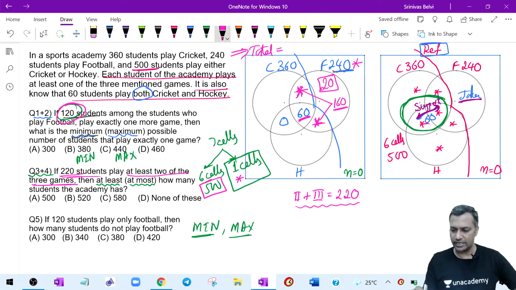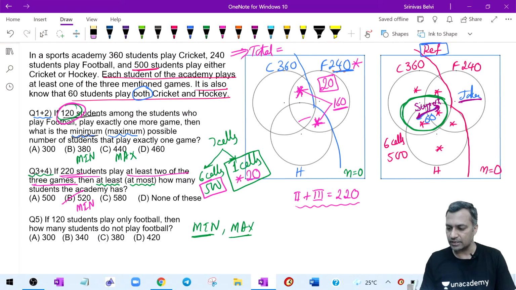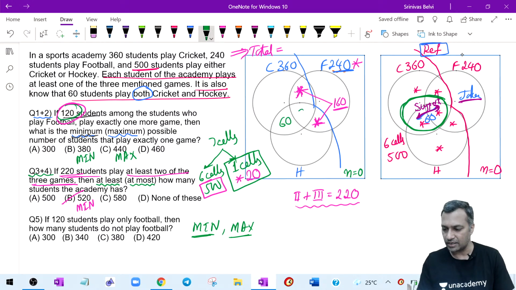If it takes another 20 for sure, the joker cell is 20. 500 plus 20, 520. This is the minimum. All right, this is the minima. Okay, what is the maxima? Therefore, change the 60 to the other side of the spectrum. Write 60 here and write 0 here.